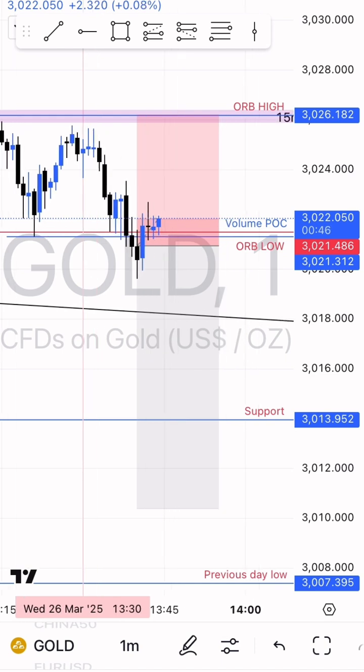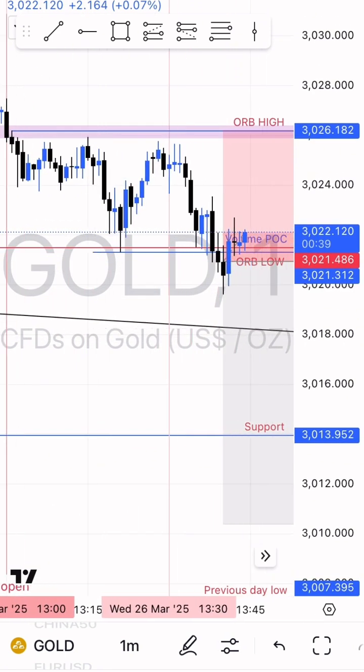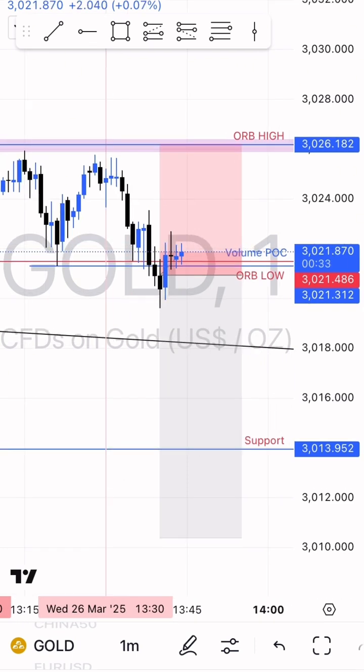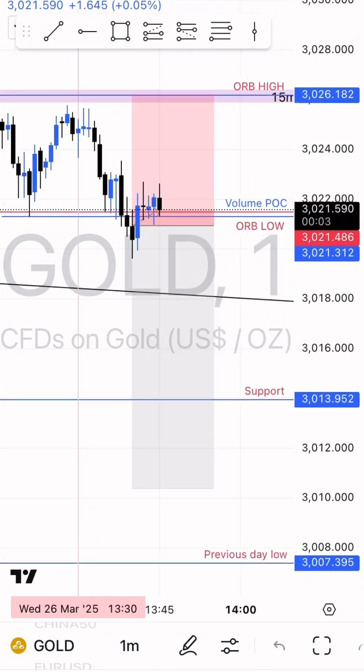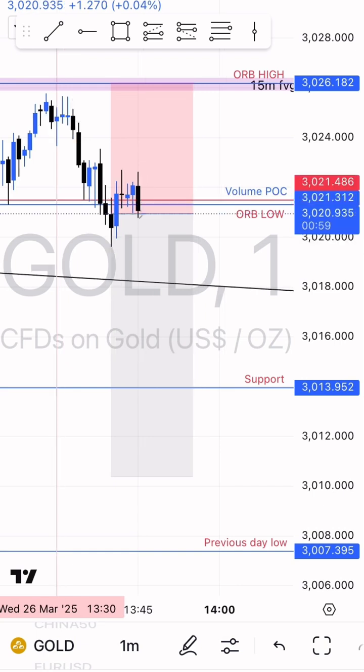I think my entry was around that 21 range, right? That should be my entry. 20 or 21 then. Yeah, that's my entry here. So I'm currently in like 10 pips loss actually, so it's just a mere retracement. I can hold that. My stop loss is just 60 pips from my entry.